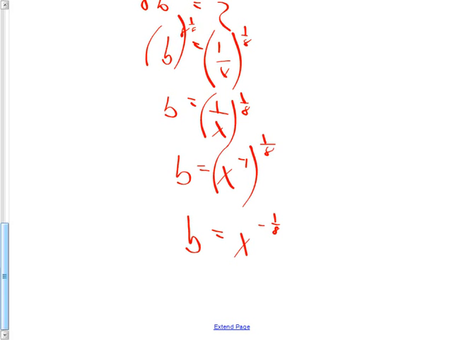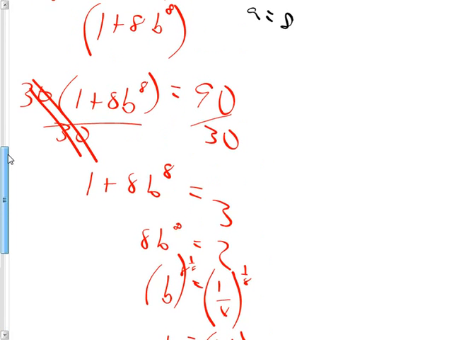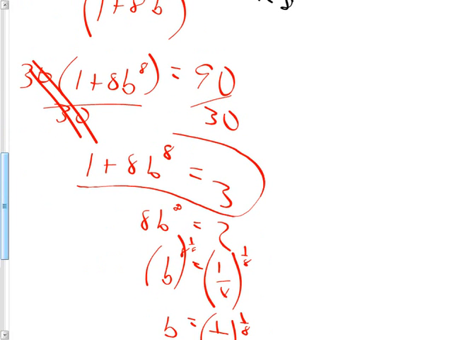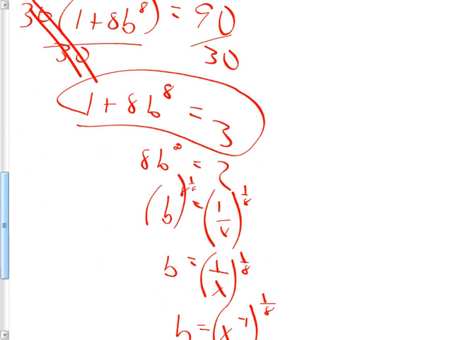Go back to when you had 8b to the 8 equals 2. Okay. How about I had 3 right there? Do you agree with that one? Yeah. Okay. Now I'm going to subtract 1 from both sides. Do you agree with the whole 8b to the 8th equals 2 thing? Okay. Now I'm going to divide by 2 on both sides.